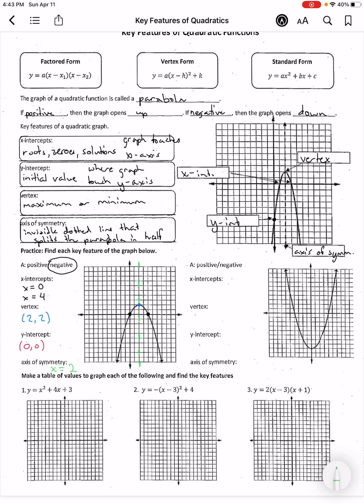All right, go ahead and take a second, pause the video, and then I want you to try to find the 5 key features on that second graph.